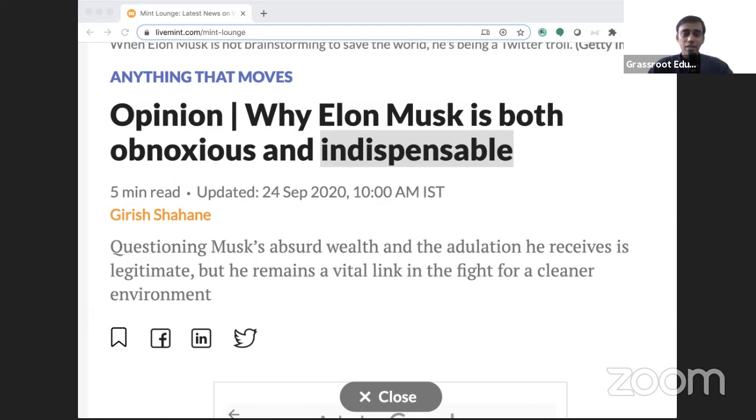Indispensable is something that is not dispensable, opposite of dispensable. So dispensable means something that you can throw away, something that you can ignore. But Elon Musk is indispensable, so you cannot ignore Elon Musk, you cannot do without him. You need Elon Musk, the world needs Elon Musk, that's how it is.